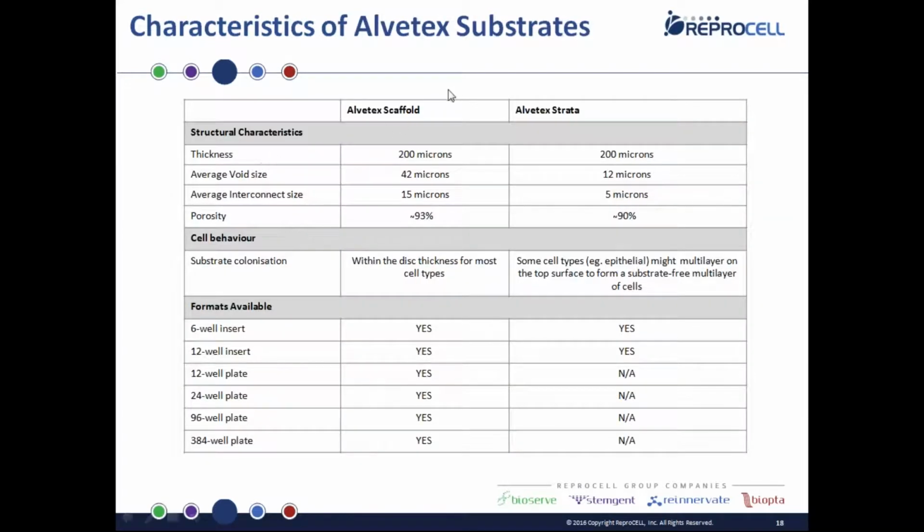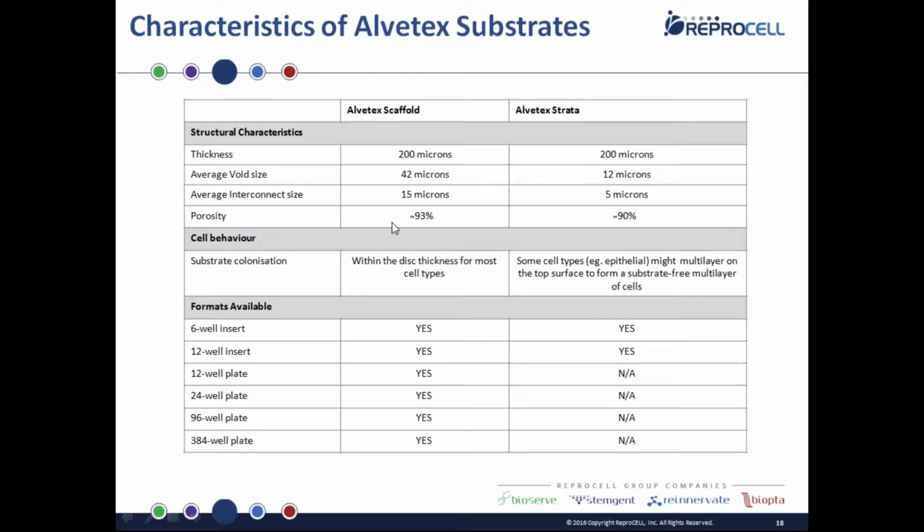Right, so this is a little bit of specification difference between scaffold and Strata. Thickness is the same. The disc is cut to exactly the same thickness. As I mentioned before, the difference is in the void sizes and the interconnect sizes, Strata being a lot smaller. And the good thing is it's only got a very small effect on the porosity.